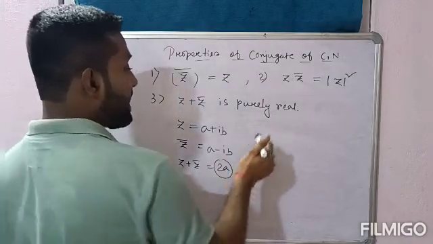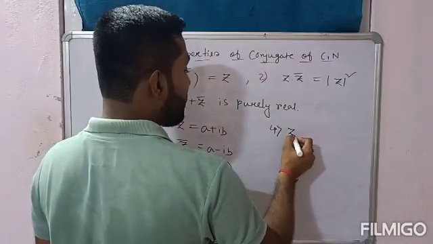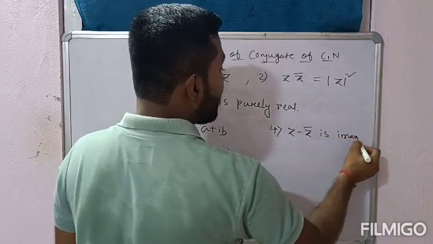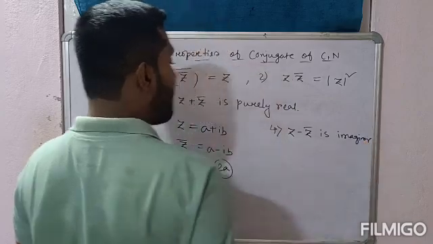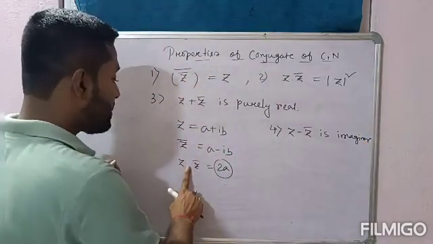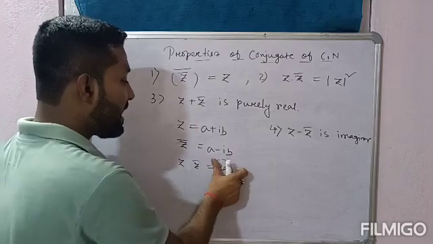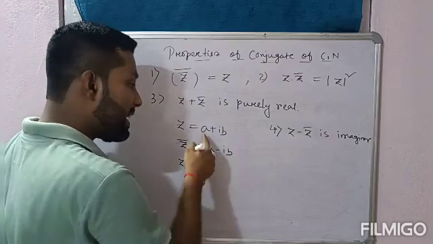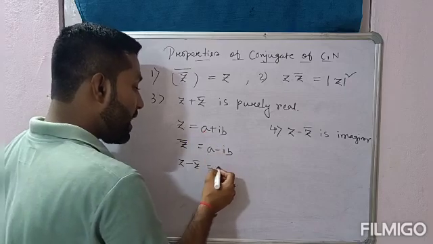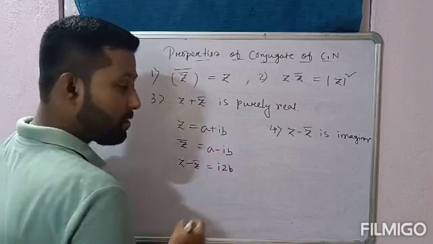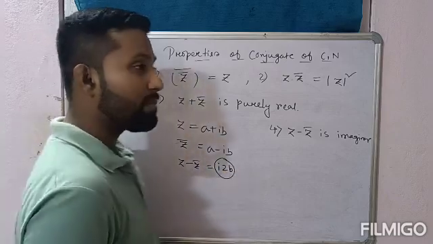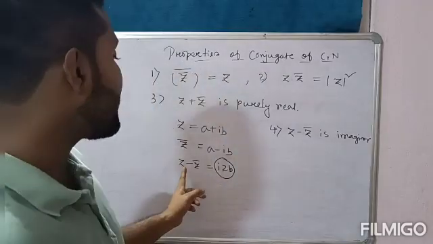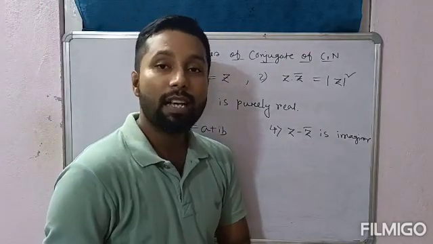Okay, if Z plus Z bar is real, then property number 4 हम लोग लिख सकते हैं कि Z minus Z bar is imaginary. Why? Because if Z equal to A plus IB and Z bar is equal to A minus IB, then Z minus Z bar में क्या रहेगा? A will be cancelled. I into 2B, है ना? तो जो टर्म के साथ I होता है उसको तो इमेजिनरी टर्म ही बोला जाता है. So that is why we can say that Z minus Z bar is imaginary.